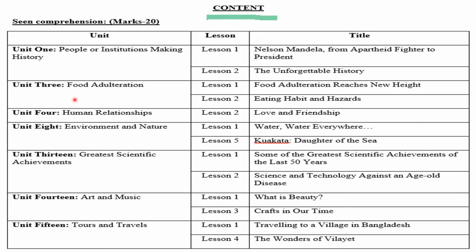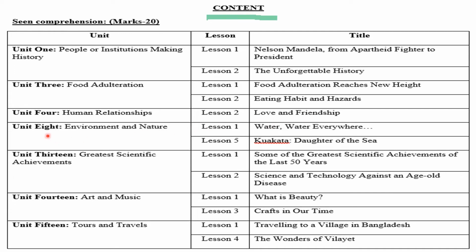In unit 3, food adulteration, two lessons have been taken, lesson 1 and lesson 2. In lesson 1 you have to study food adulteration, and in lesson 2 you have to study eating habit and hazards. In unit 4, human relationships, only one lesson, lesson 2, has been taken, and the title is love and friendship.